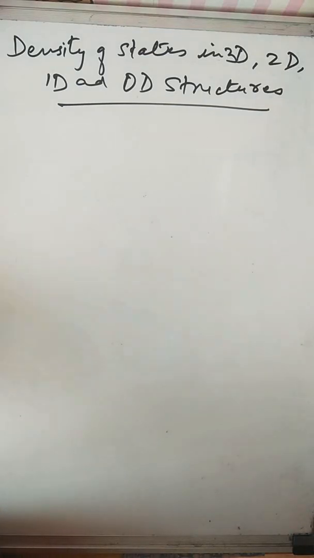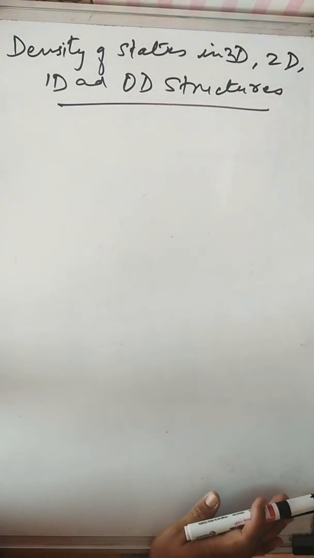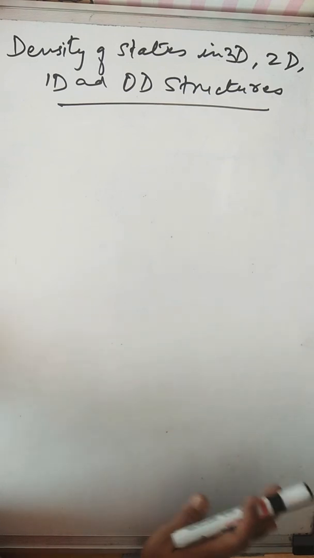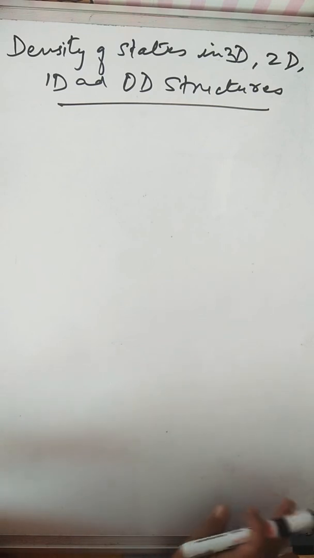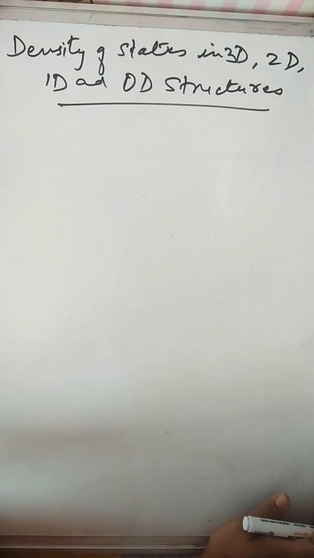Good morning, everyone. So today we'll be studying density of states in 3D, 2D, 1D, and 0D structures. And for this, first of all, we'll study what their D represents. So D is the dimensionality we are talking about. D here refers to the degrees of freedom in which the electron can go.